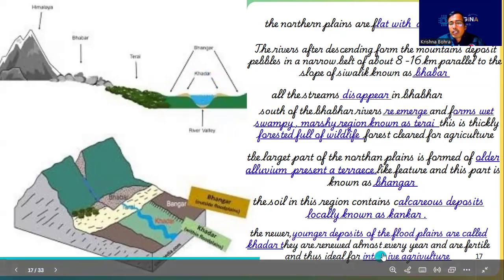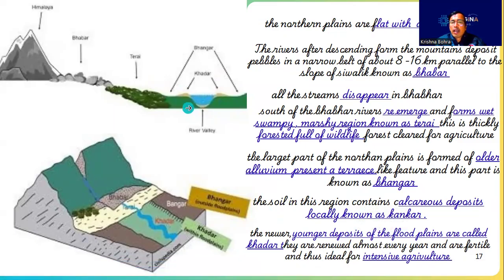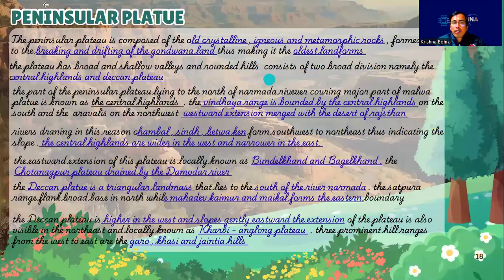And what is intensive agriculture? If you practice agriculture, you see, every soil has its capacity. If we practice agriculture for a particular soil to its maximum potential, even more, we call it intensive agriculture. This is done basically, especially for agricultural purposes. Okay, let's move on to the next one.